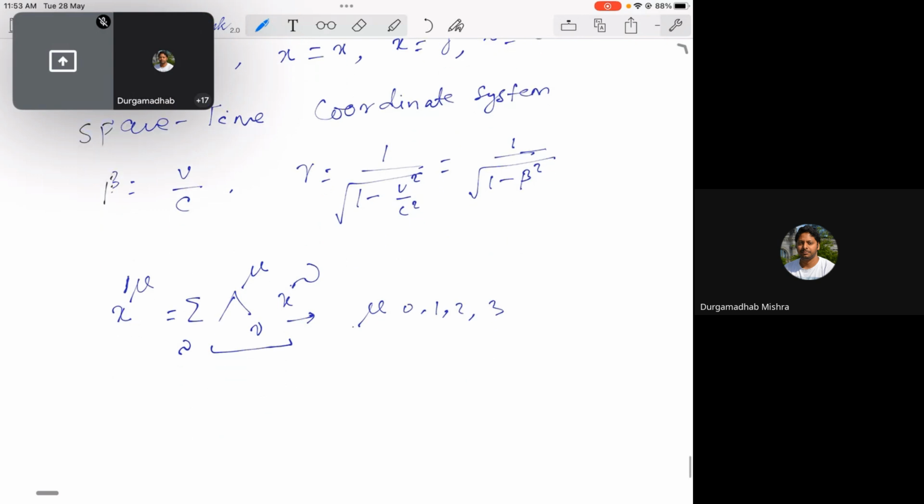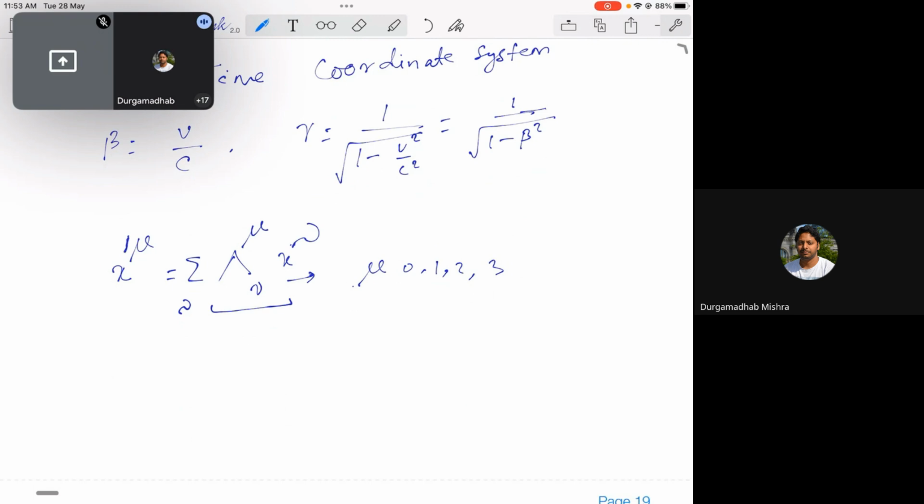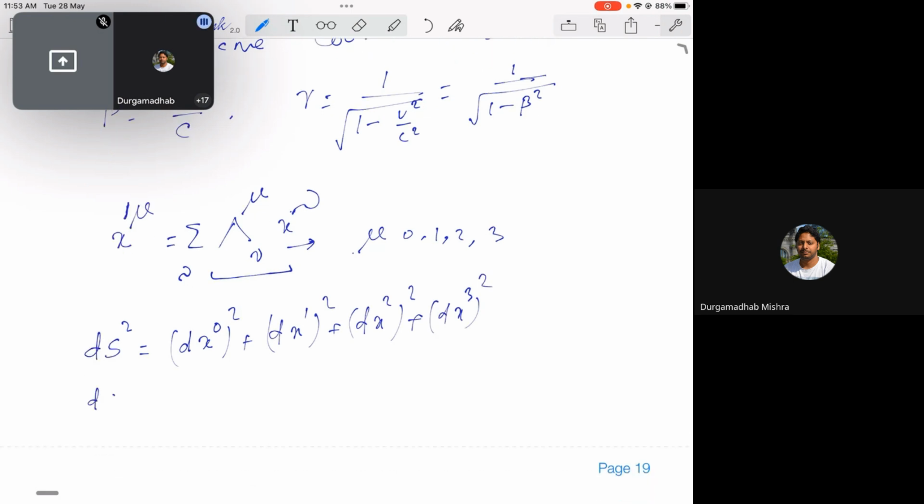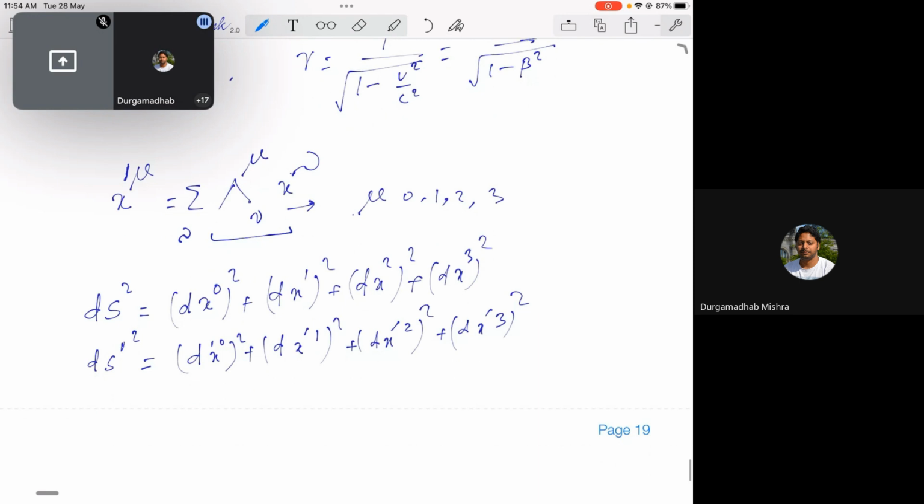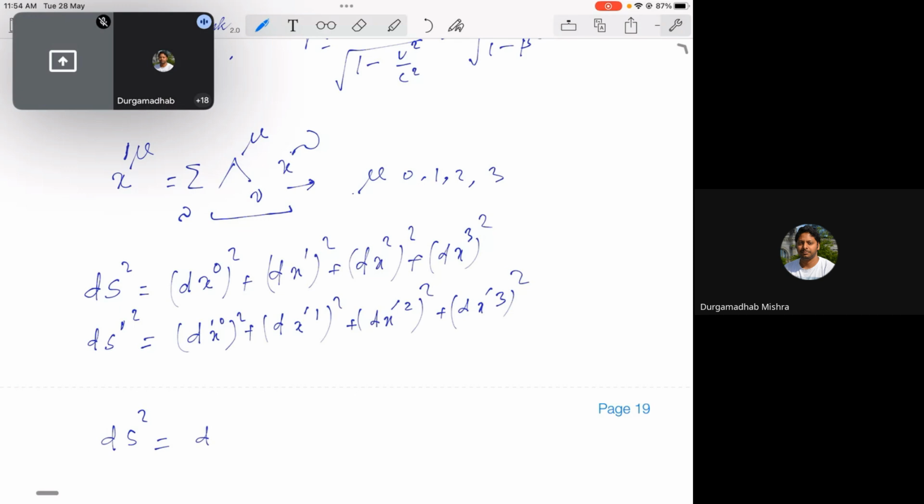And what is the interesting thing that will happen here? If I now calculate a ds, similar to how in 3 dimensions we calculate dx square plus dy square plus dz square, this space-time length will be dx0 square plus dx1 square plus dx2 square plus dx3 square. Now you calculate the same thing in the transformed reference frame, dx prime 1 square plus dx prime 2 square plus dx prime 3 square. After the transformation, you will see this ds square is exactly equal to ds prime square. This is known as your proper length.